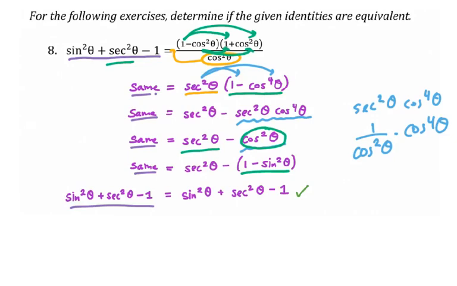And then this last step of just distributing the negative through gives us sine squared, really plus secant squared minus 1, and now that's identical to the left-hand side. So problem number 8 is now verified. Your process could look a little different, but as long as each step you've taken is following either an identity or an algebra step, you should be good to go.